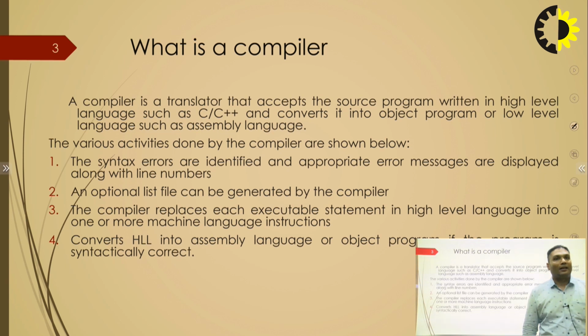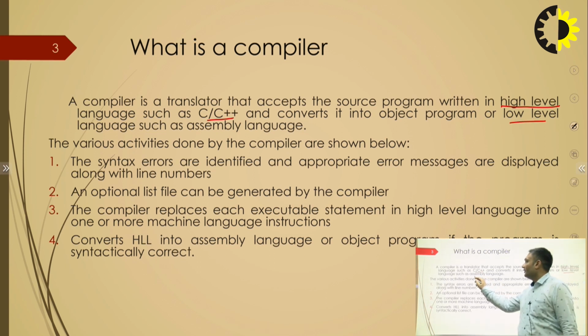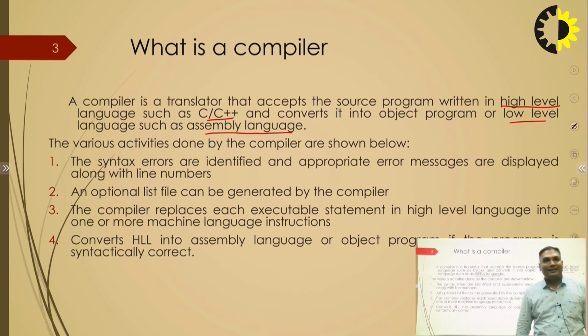So what is compiler? Compiler is a translator that accepts the source program written probably in a high level language such as C, C++ and converts it into the object program or a low level language such as assembly language. So basically compiler is a translator which converts high level language program into the low level language program, or you can say assembly language program.